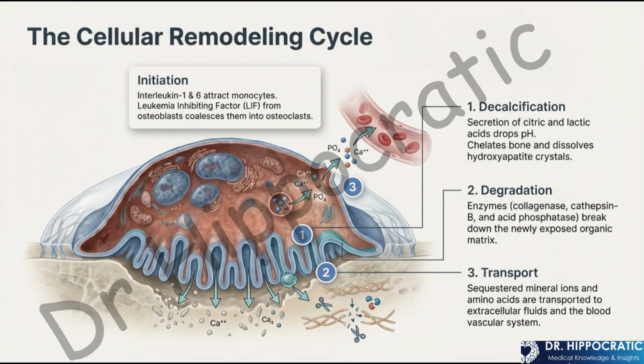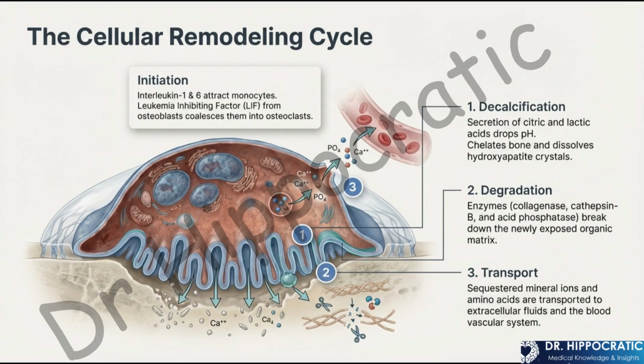Wow, so they just melt the concrete part of the bone. But what about the organic rebar, the collagen? That requires step 2, degradation. Acid won't dissolve collagen. So once the hard mineral is melted away, the cell switches tactics and releases powerful enzymes like collagenase. Like biological scissors. Exactly. They chop up and break down the exposed collagen matrix. So they melt the concrete and chop up the rebar. Where does all that waste go?